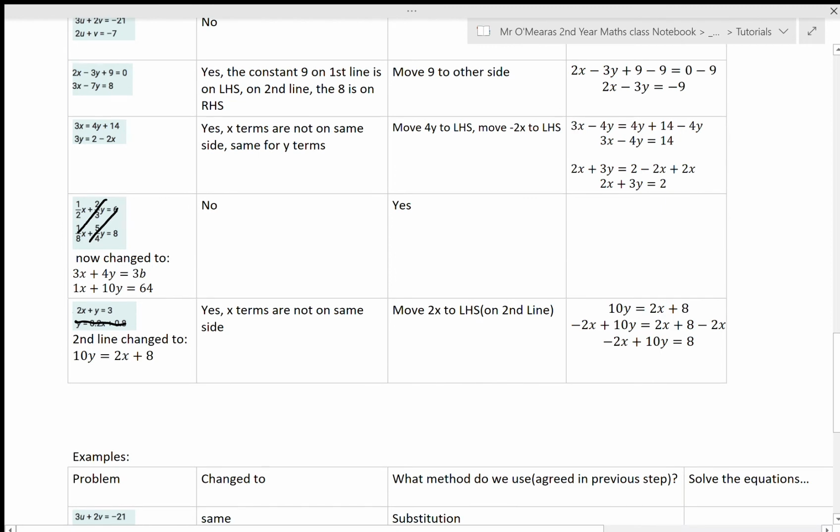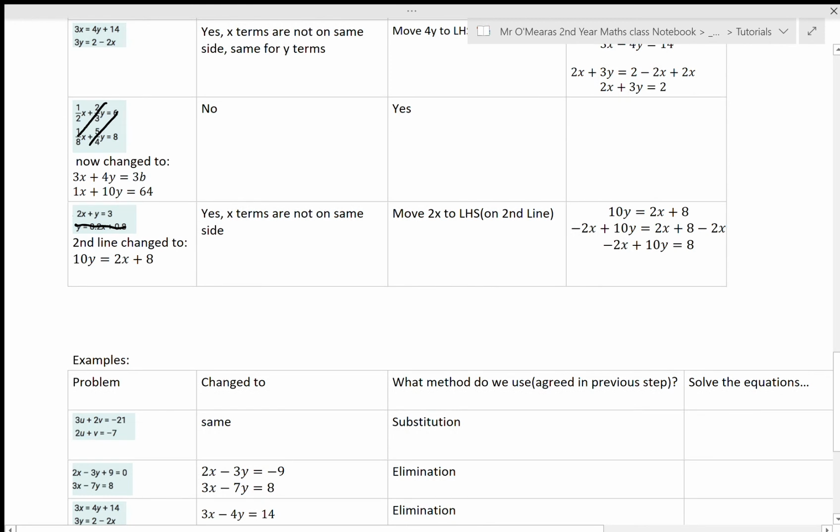On the next example, nothing needs to change there, so we're okay there. Then in the last one, second line, yes, the x terms are not on the same side. So again, we're down here, 2x plus y equals 3. So we need to move the 2x on the second line over to the left hand side, and so that's what happens there on the very last box. We are moving the 2x by subtracting 2x from both sides.